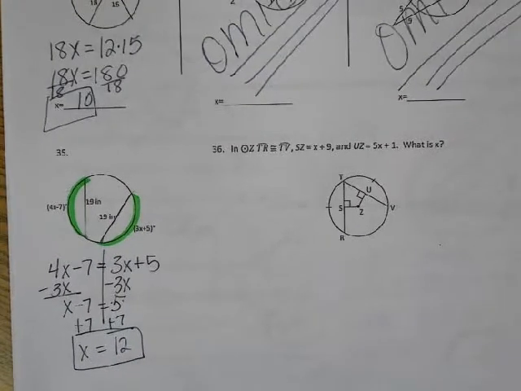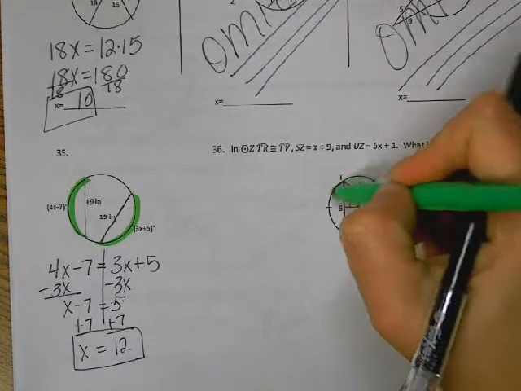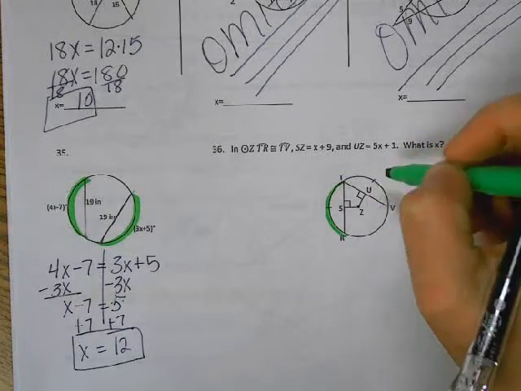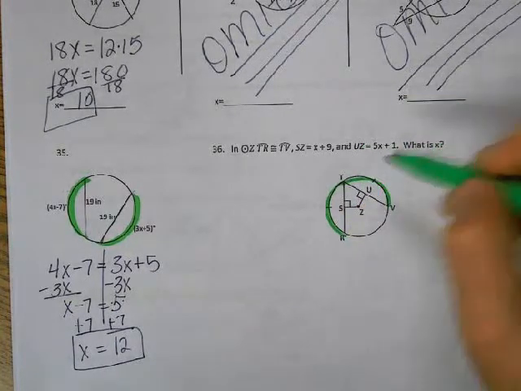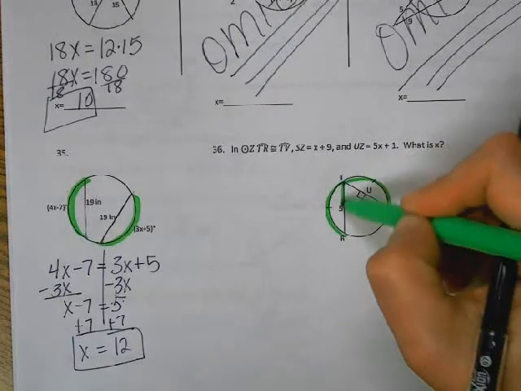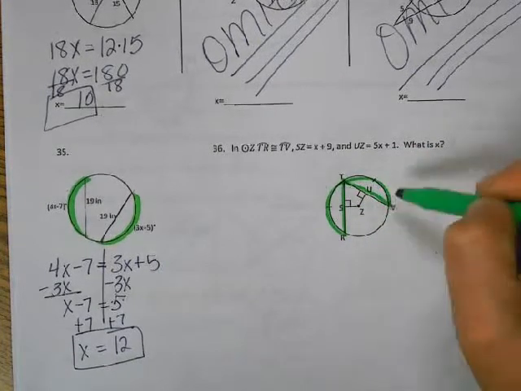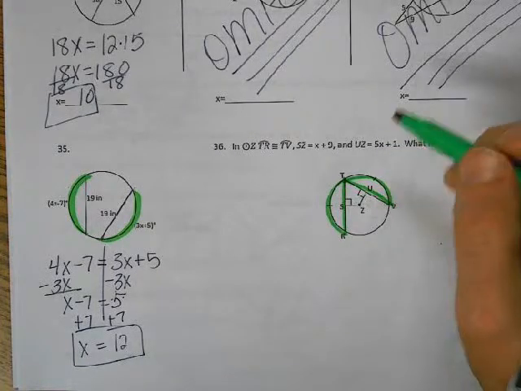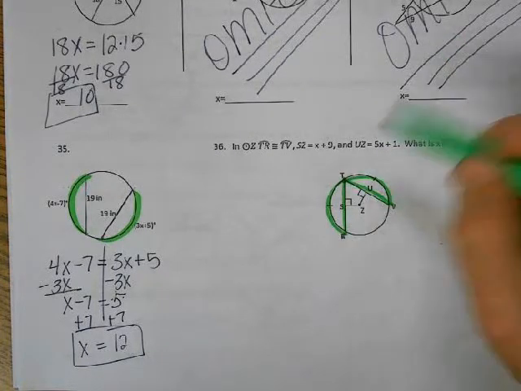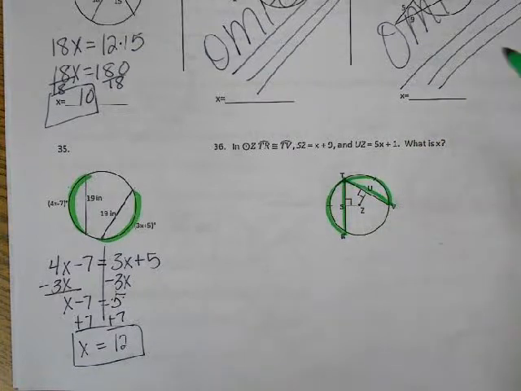Number 36 looks confusing, but it's not that bad. In the circle, TR is congruent to TV. I could read that would be better. So if the chords are congruent, then the arcs are congruent. And if the arcs are congruent, then the chords are congruent. So I know that TR is congruent to TV.